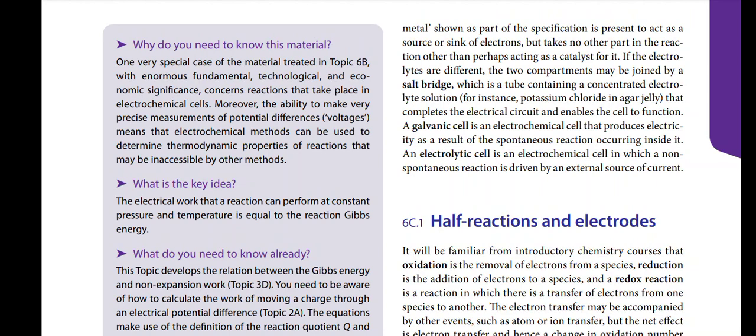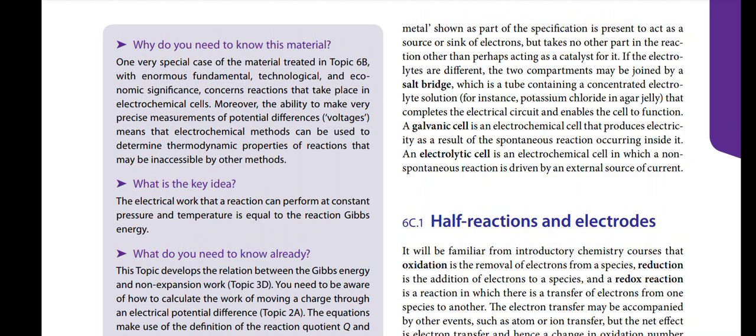If the electrolytes are different, the two compartments may be joined by a salt bridge, which is a tube containing a concentrated electrolyte solution, for instance, potassium chloride in agar jelly, that completes the electrical circuit and enables the cell to function. A galvanic cell is an electrochemical cell that produces electricity as a result of the spontaneous reaction occurring inside it. An electrolytic cell is an electrochemical cell in which a non-spontaneous reaction is driven by an external source of current. Half reactions and electrodes.